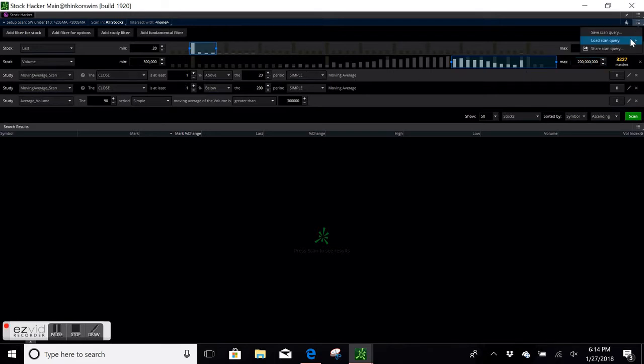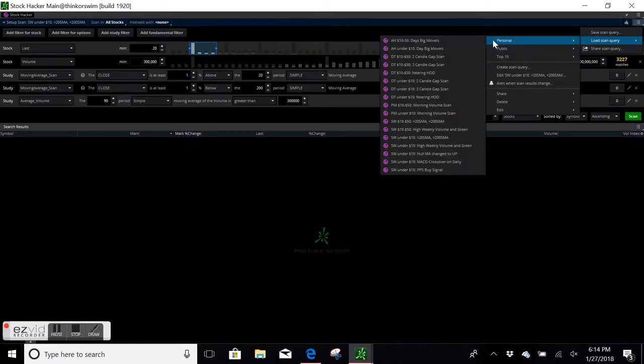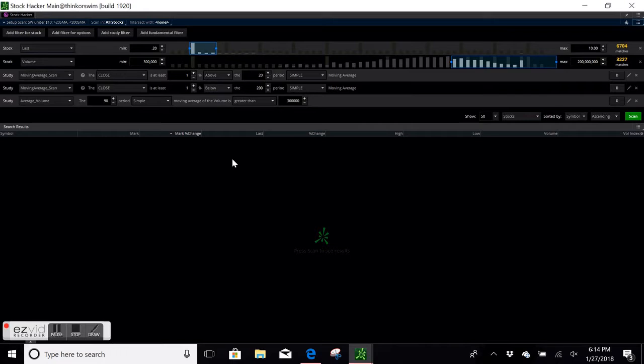So this scan that I have here going is one of a few that I use frequently. So this is my swing under $10. So this is saying the close is at least 1% above the 20 period simple moving average. That's one parameter. So it meets this, and now it's at least 1% over the 20 period simple moving average. Next one is the close is at least 1% below the 200 simple moving average.